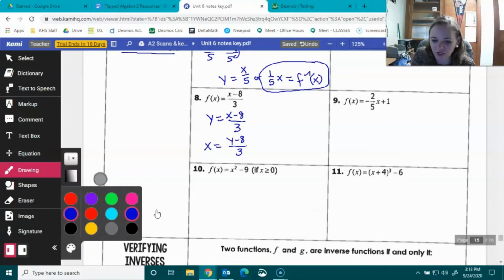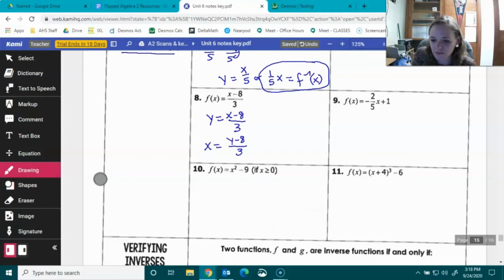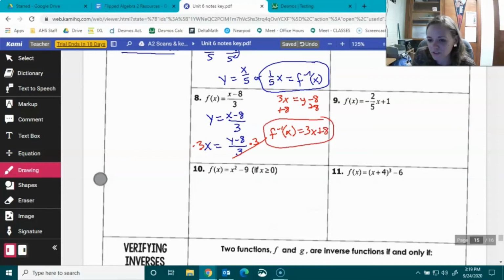What's the opposite of divide by 3? Times both sides by 3 to cancel that out. And then we would have 3x is equal to y minus 8. And last but not least, we would add 8. So f of negative 1 of x is equal to 3x plus 8. And there's your inverse. Okay?